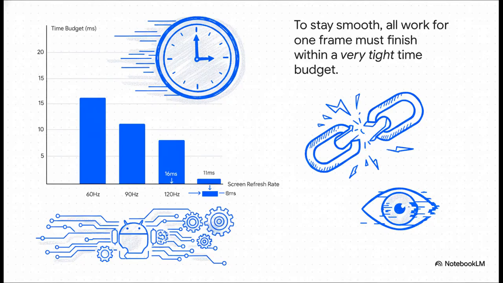Now check this out, because what's really wild is how incredibly tight our performance budget is. To get that silky smooth 60 frames per second, everything you do to draw a single frame has to finish in just 16 milliseconds. 16! And on a newer 120Hz screen, that budget gets slashed to a brutal 8 milliseconds. If you miss that deadline even by a little, you drop a frame, and the user sees that as a stutter, or what we call jank.